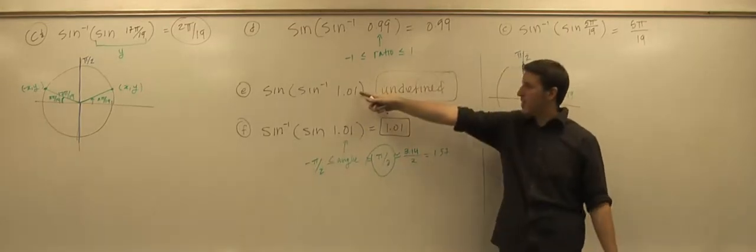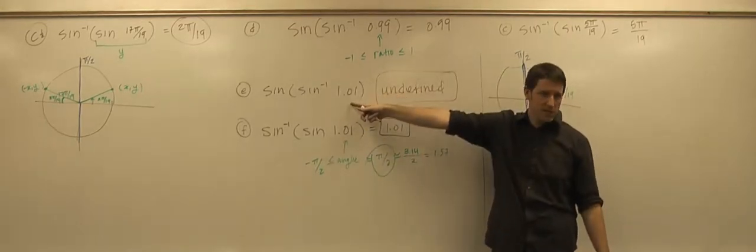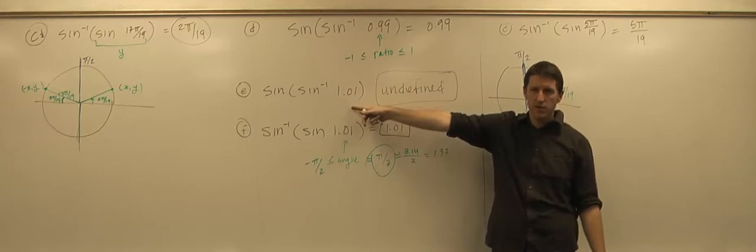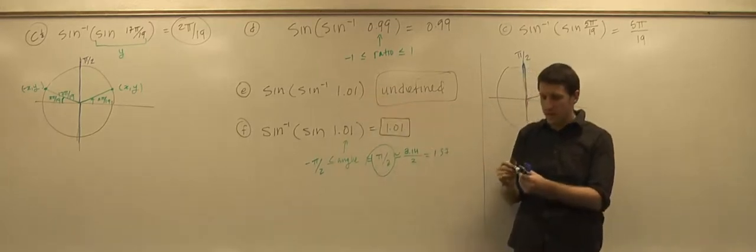All right, why didn't I worry about that here? Because 1.1 is not an angle here. 1.1 is a ratio. And as a ratio, it makes no sense.